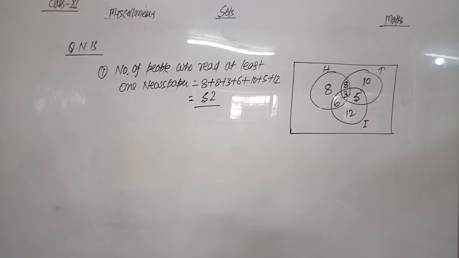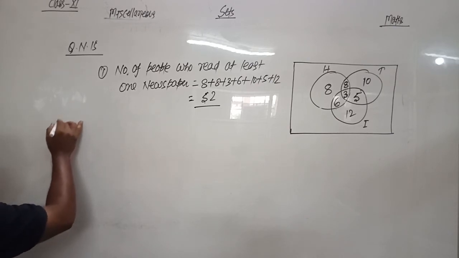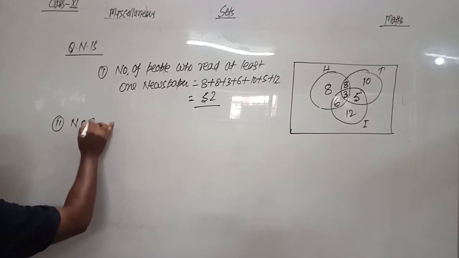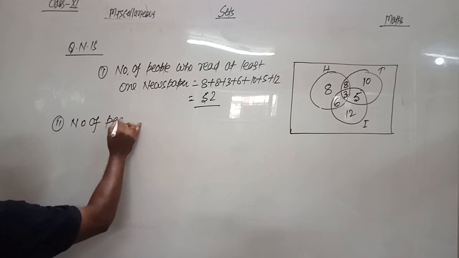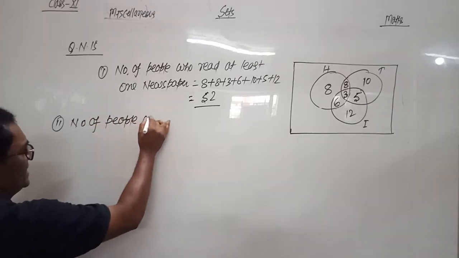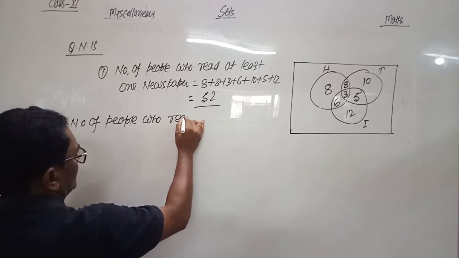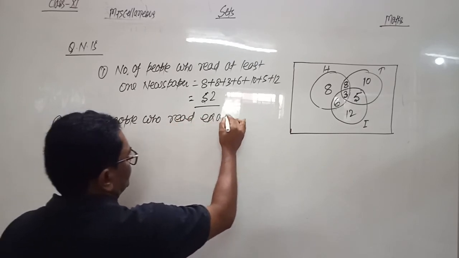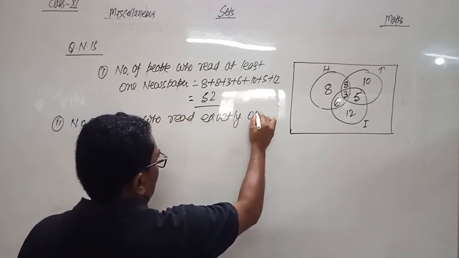Then the second part we have to calculate the number of people who read exactly one newspaper.